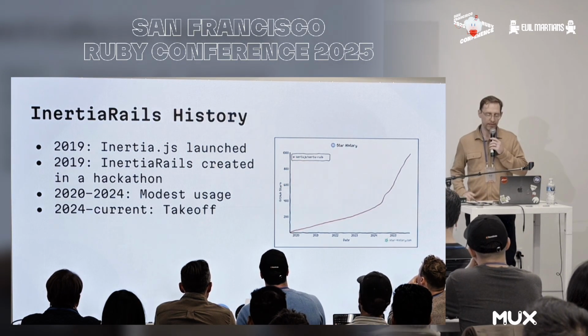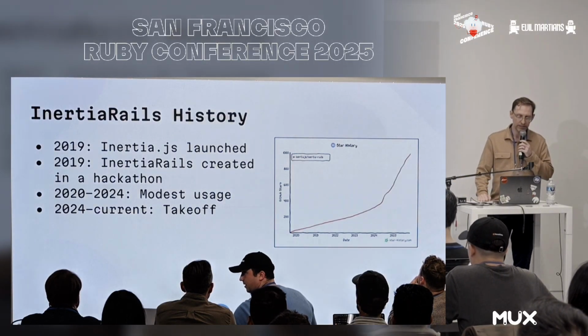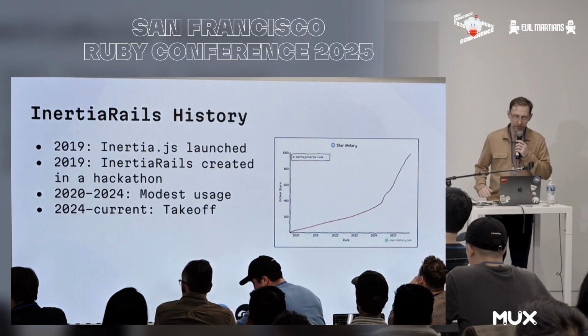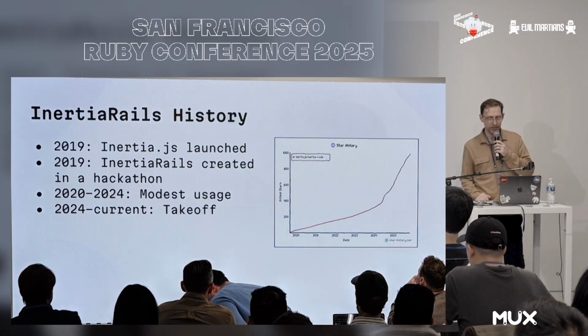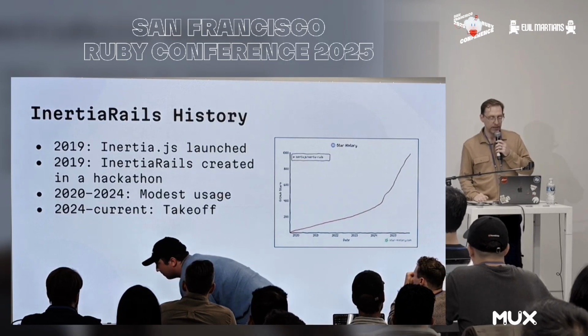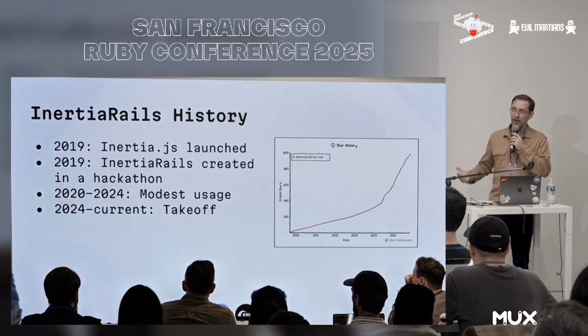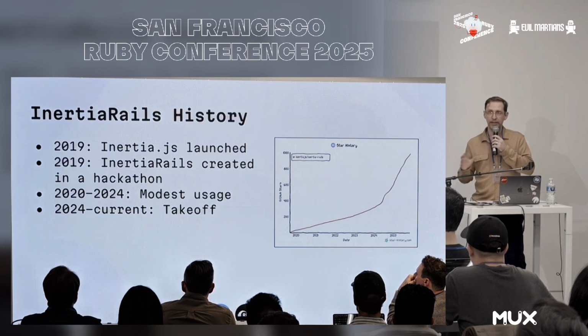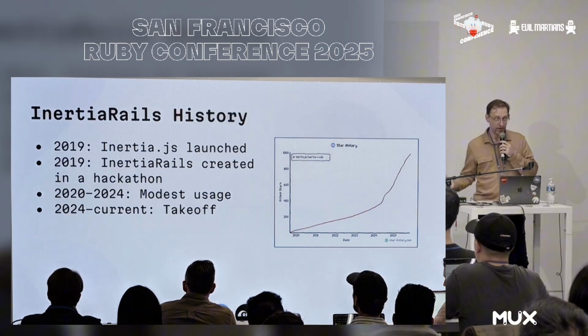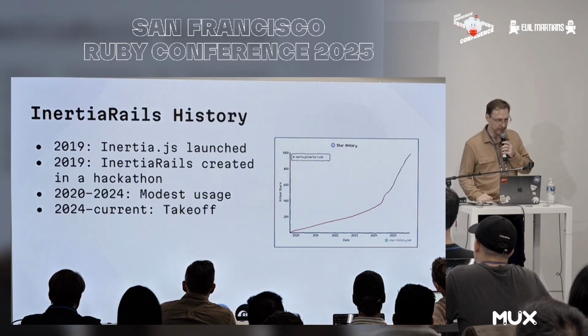So quickly, the history behind Inertia Rails. Inertia.js, which we mentioned a few times, was first launched in 2019 out of the Laravel community. At that time, Brandon noticed that this was solving a problem that we were having at work at Bellawatt, which was trying to get React and Rails to play nicely together. And so in a hackathon, we just spun up the first version of this.